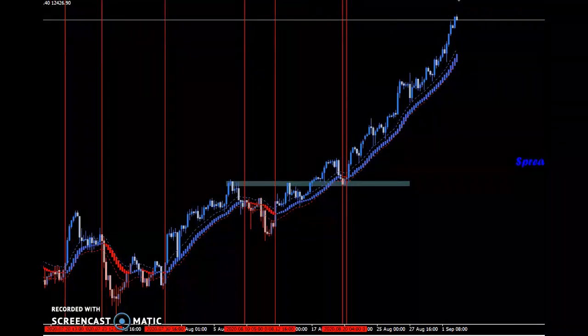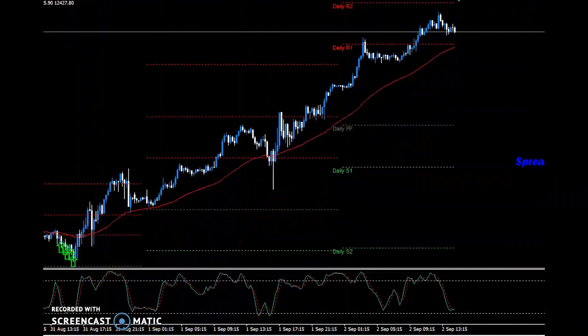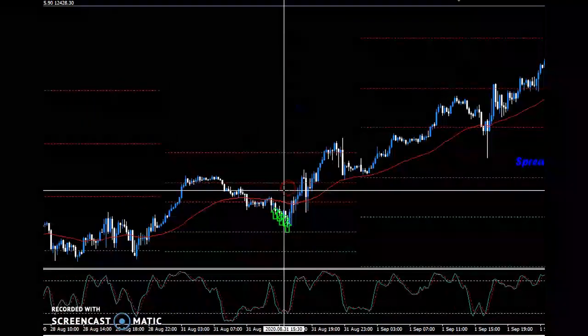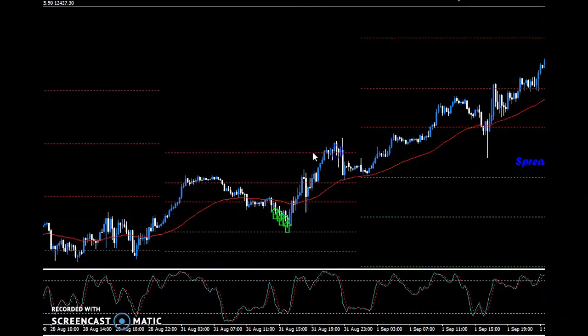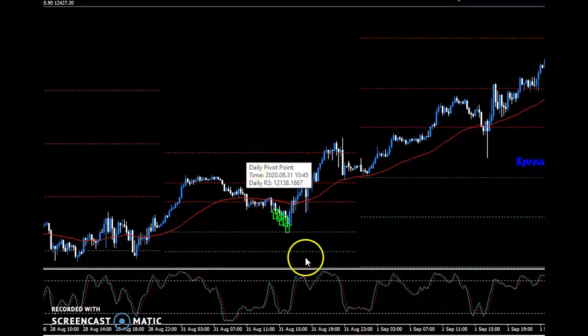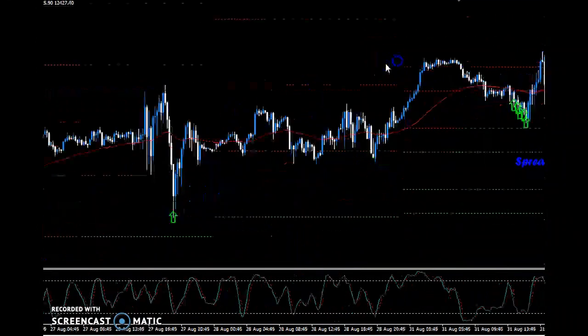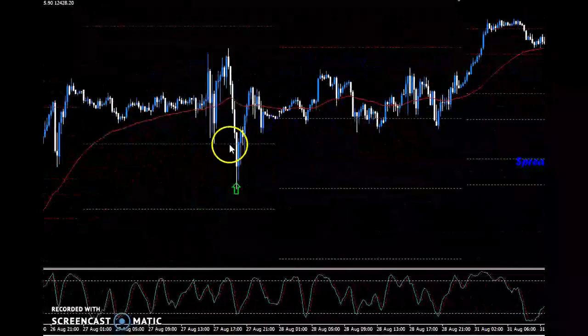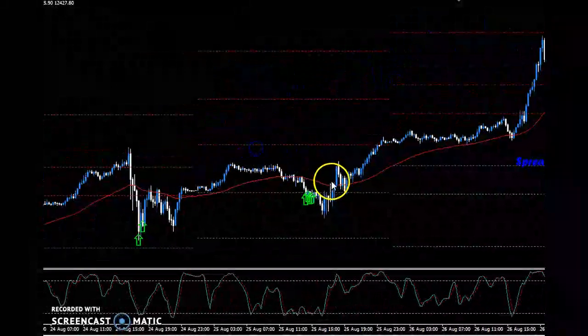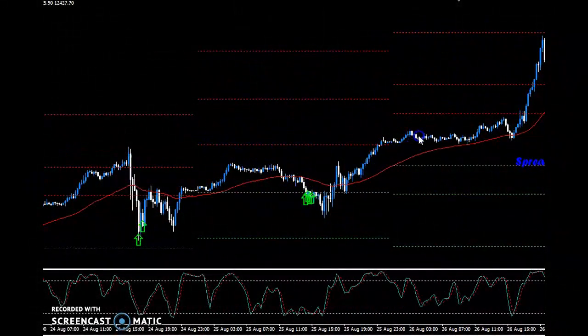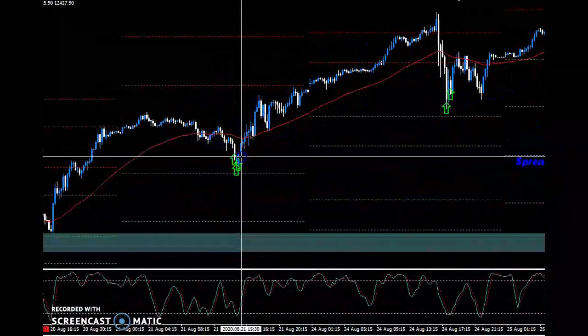So if we just jump down to the 15-minute chart so we can see the signals. As you can see here, on the 31st, we had a nice buy signal. And as I've mentioned in our previous videos, we like to use the daily pivot points to set our stop loss and take profit. We have another nice buy signal here. And another two more signals here. Another buy signal here.